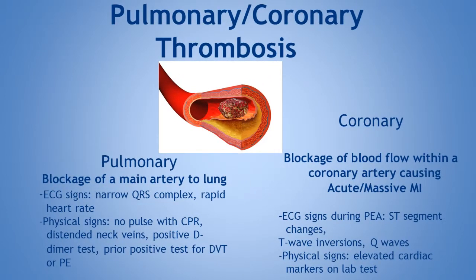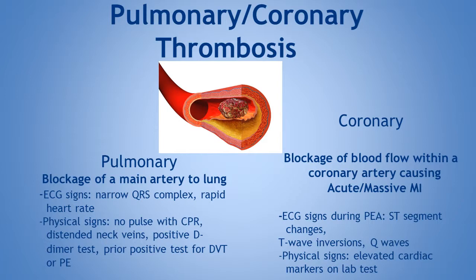Finally, we have our pulmonary and coronary thromboses. A pulmonary thrombosis is a blockage of a main artery to the lung. On the ECG, you will see narrow QRS complexes and a rapid heart rate. Physical signs would be no pulse with CPR, distended neck veins, positive D-dimer test, and a prior positive test for DVT or PE.